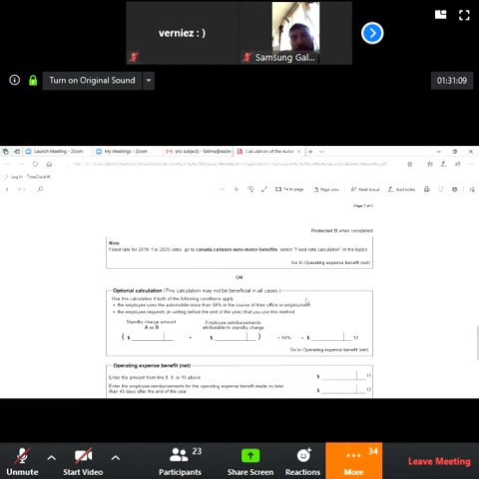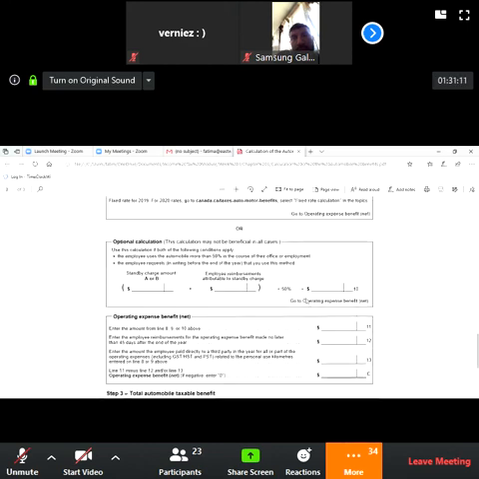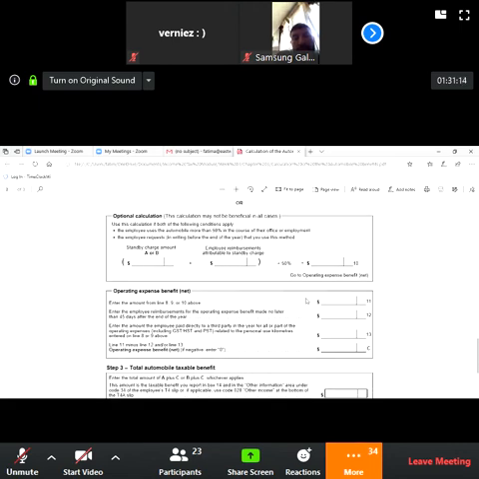Or the fixed rate for 2019, or the optional calculation. This calculation may not be beneficial in all cases. However, you have to calculate both, look at which is lesser, and use that. Now use this calculation if both of the following conditions apply. The employee uses the automobile more than 50% in the course of their office or employment. The employee requests that you use this method. So the standby charge which we calculated before, if any employer investment, times 50%, that's the amount. So whichever is lesser, you use as the operating benefit.